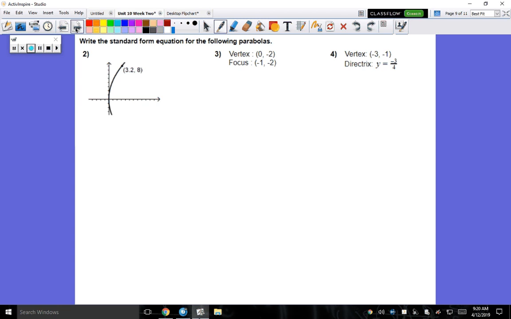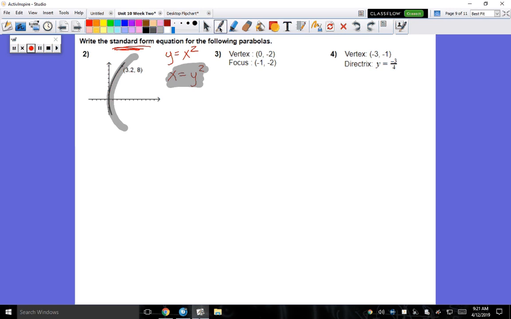Our next example, we are going to write the standard form equation of the following parabolas. Okay, so for this standard form, we're going to identify, as far as a sketch, is it y is equal to a positive or negative x squared, or is it a horizontal parabola, which is x is equal to a positive or negative y squared. In this case, you can see that this is opening up horizontally, so it's going to be a form of x is equal to a y squared piece.